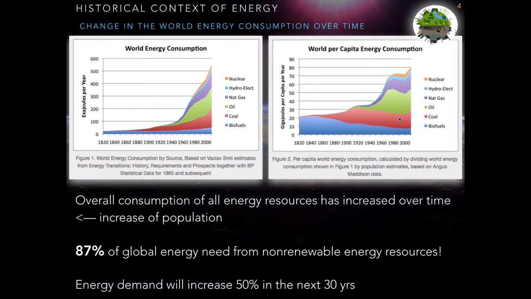And so the question is, how can we provide enough energy that will supply this demand without major environmental impacts? So we'll be looking at that at the end of this course.